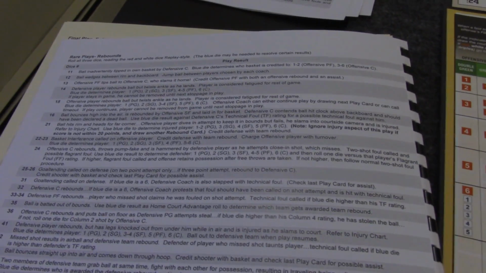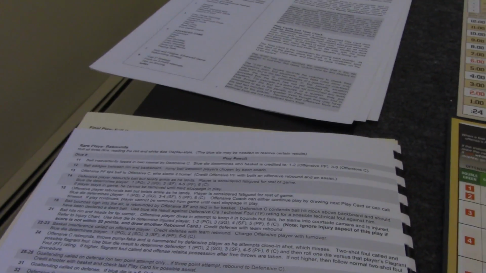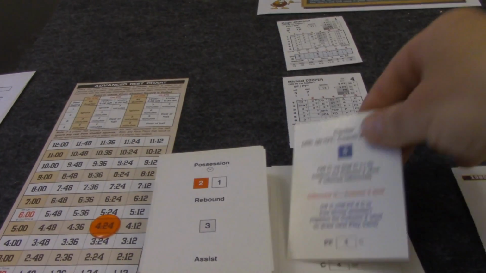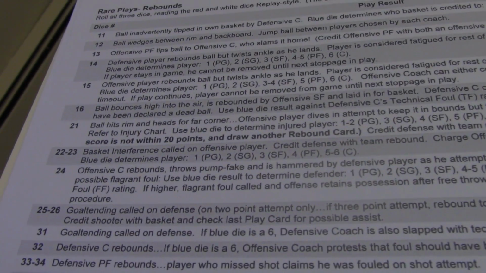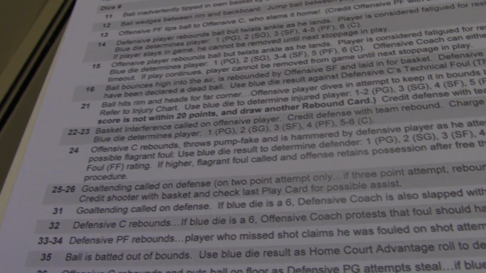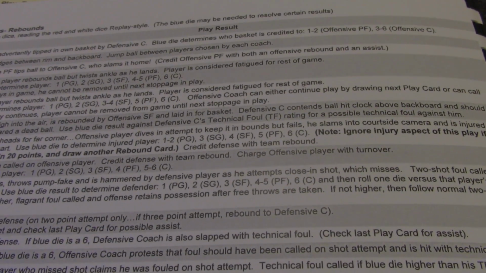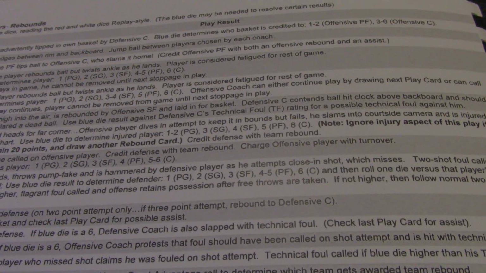You have a whole page of rare play rebounds. We'll roll the dice. Oh, it's a 21. So at 21, the ball hits the rim and heads for the far corner. The offensive player dives in an attempt to keep it in bounds, but fails. He slams into a courtside camera and is injured.